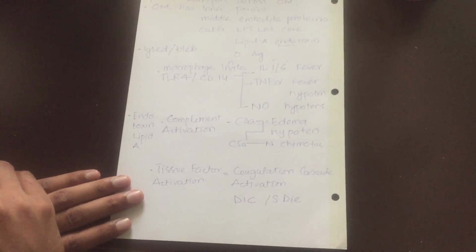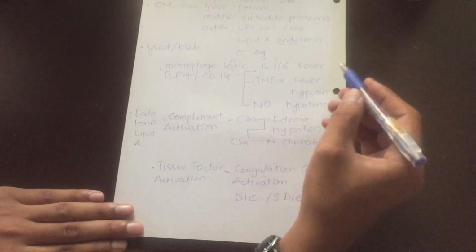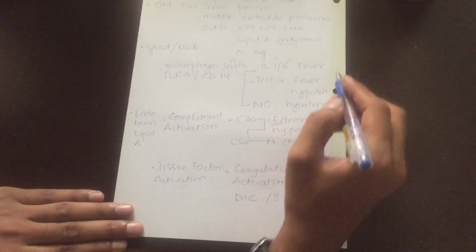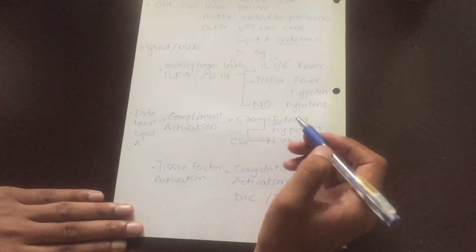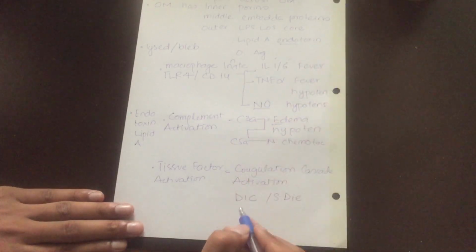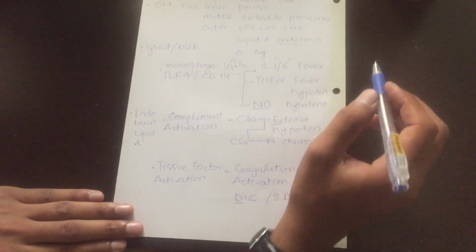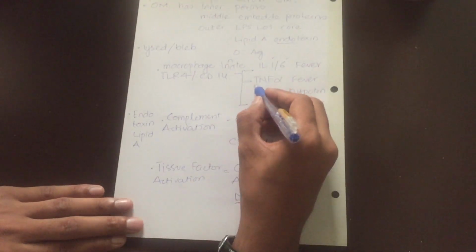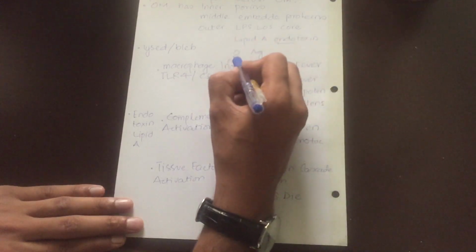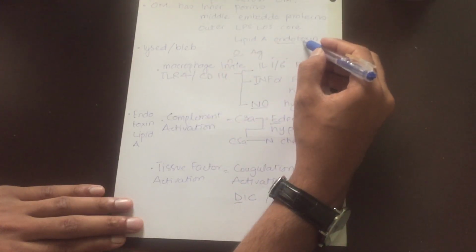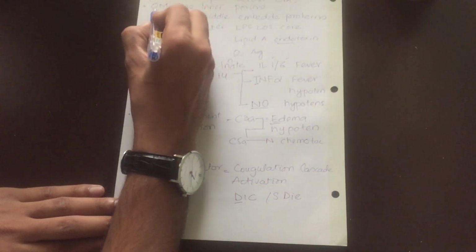So as a whole, we have a mnemonic for endotoxin: E for edema, N for nitric oxide, which can cause hypotension, D for DIC or death, T for TNF alpha, which causes fever, O for O antigen, and then another O is for outer membrane protein.